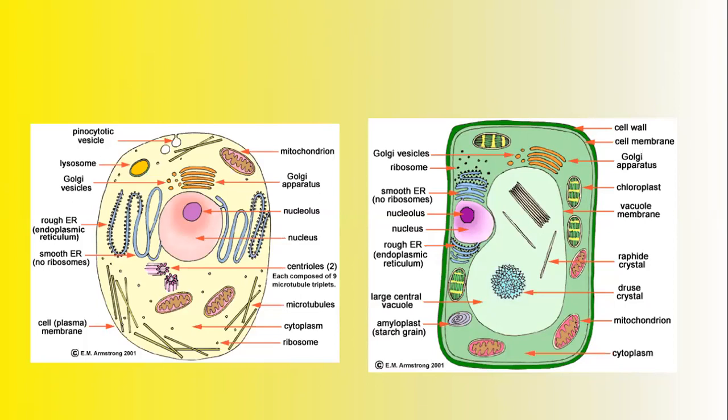This one explains the difference between plant cell and animal cell. This is an animal cell and this one is a plant cell. You can see the difference: they are different in shape. They consist of different parts.